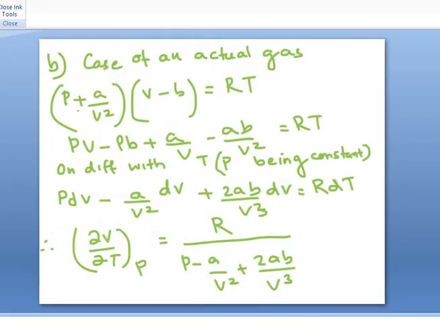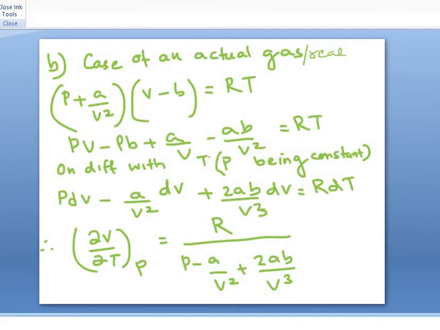Now let us try to observe in terms of an actual gas, or a real gas. What happens? How does it happen? Let us see. We know a real gas is not simply PV equals RT, it is (P plus a by V square)(V minus b) equals RT. Let us try to expand it.